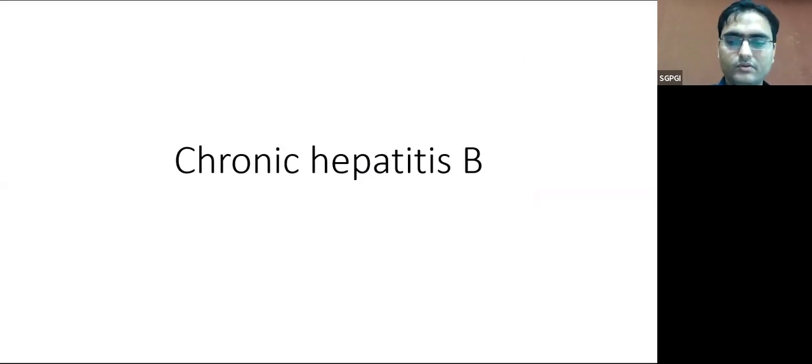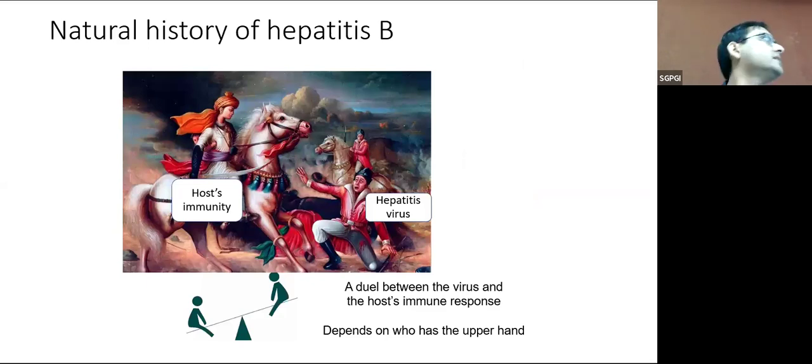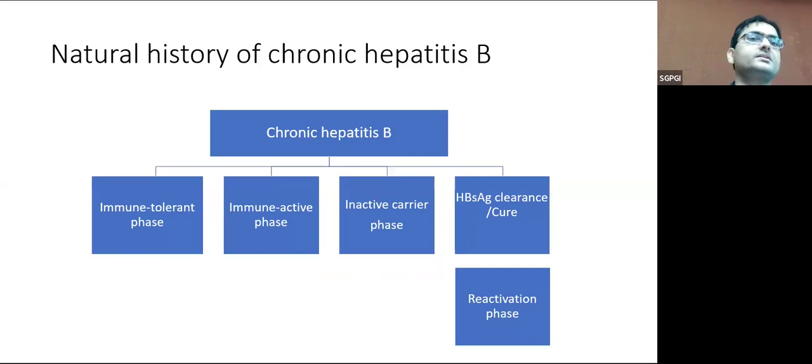So after acute viral hepatitis, let's come to the more important part, chronic hepatitis B. The natural history of chronic hepatitis B is a fight between the host immunity and the hepatitis virus. If the immunity of the patient prevails over the virus, then we will have clearance of hepatitis B from the body. On the other hand, if the virus has the upper hand, the virus will proliferate in the body and dominate over the host immunity. So the interplay of these two things determines in which phase we may detect the hepatitis B virus in a patient.